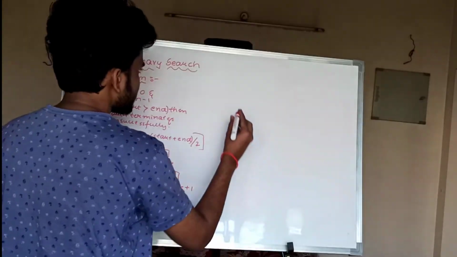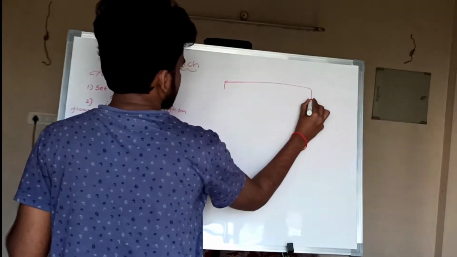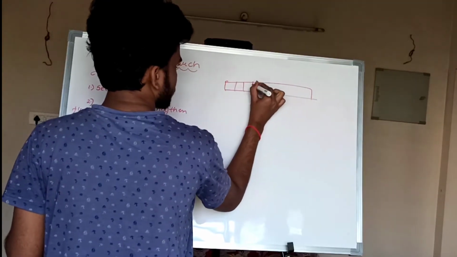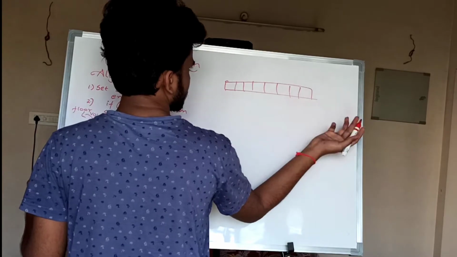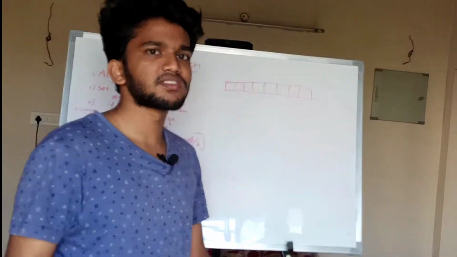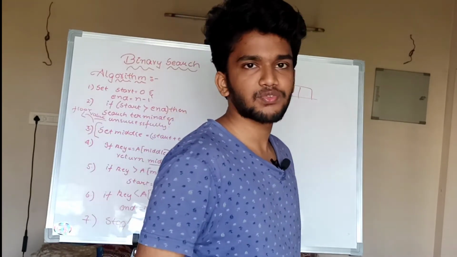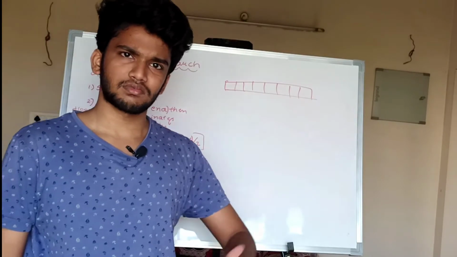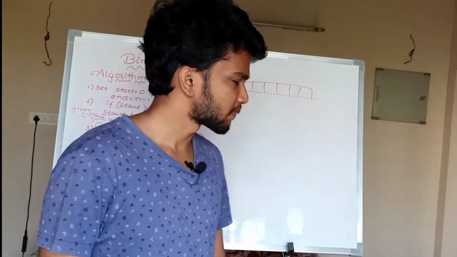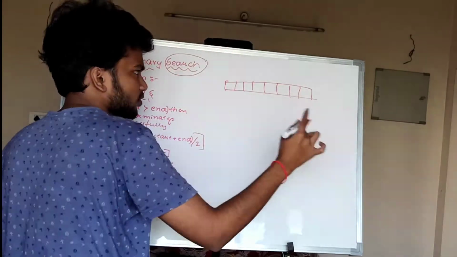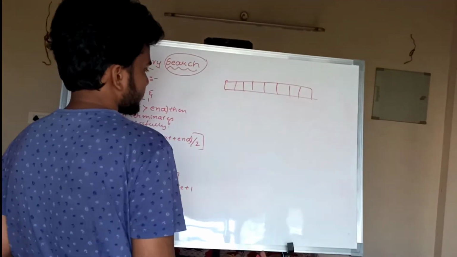So consider an array of a particular size. Take any size: 1 2 3 4 5 6 7 8. Now, to apply binary search, what is searching? Searching is finding a particular element that we want in an array, or in other programming languages, a list. So search means to find a particular element in a particular array.